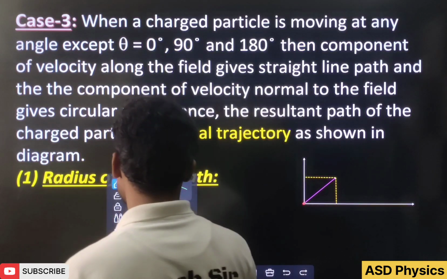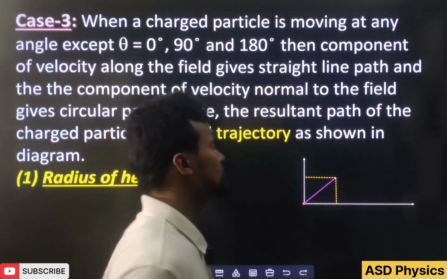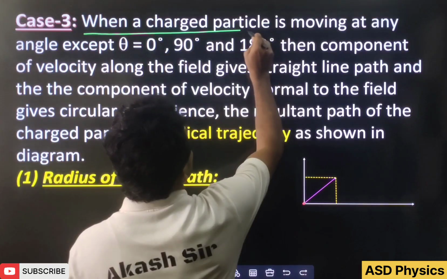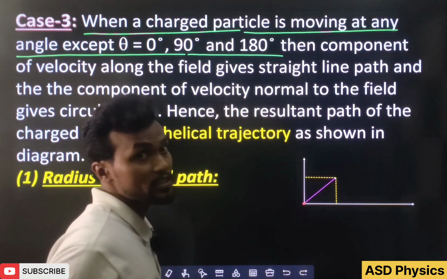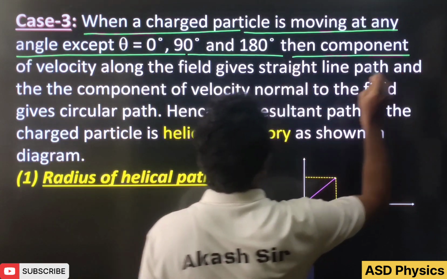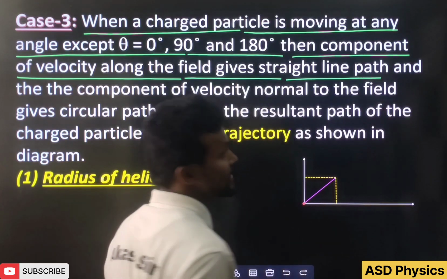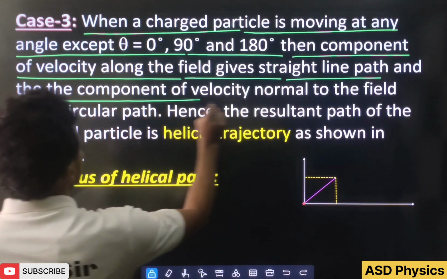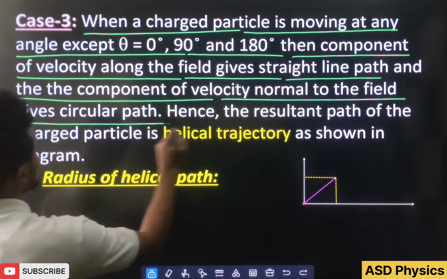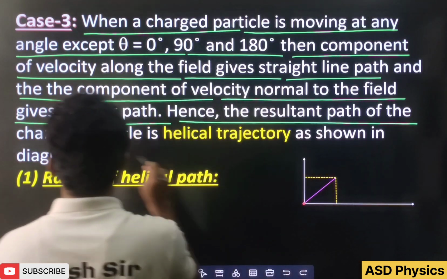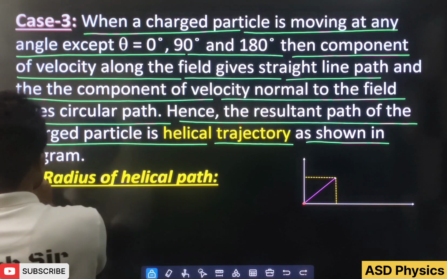Now next one, let's see case 3. What is case 3? We have seen straight line path, circular path. Now case 3. Here what will happen? When a charged particle is moving at any angle except theta equal to 0 degree, 90 degree and 180 degree, then the component of velocity along the field gives a straight line path. Remember that. And the component of velocity normal to the field, that means perpendicular to the field, gives a circular path. Hence the resultant path of the charged particle is a helical trajectory as shown in the diagram here.